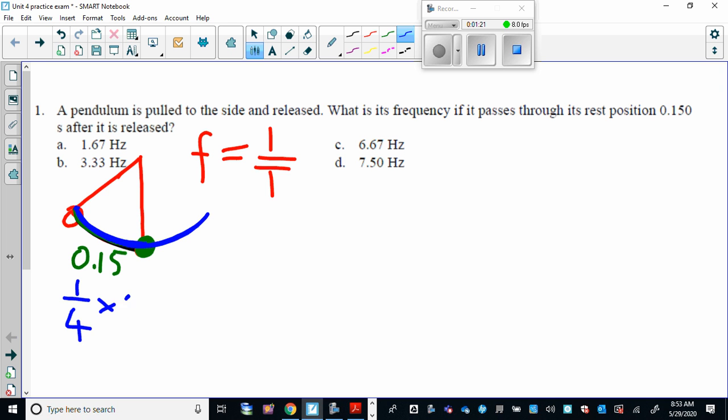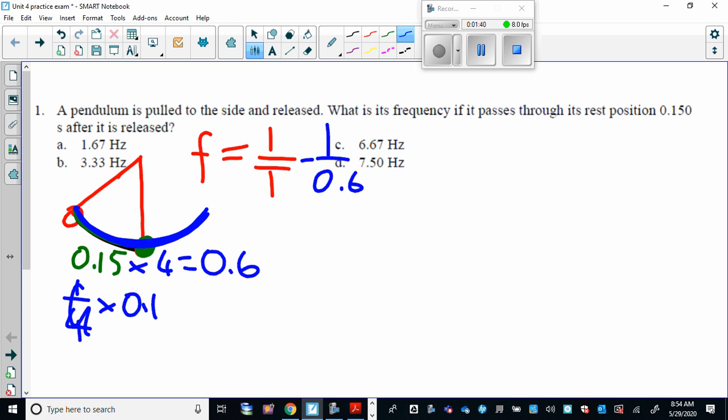And so we're going to multiply this by 4, and we're going to get 0.6. So it takes 0.6 seconds to do one complete cycle, which is there and back. And then it's pretty straightforward. You divide those numbers and you get A.